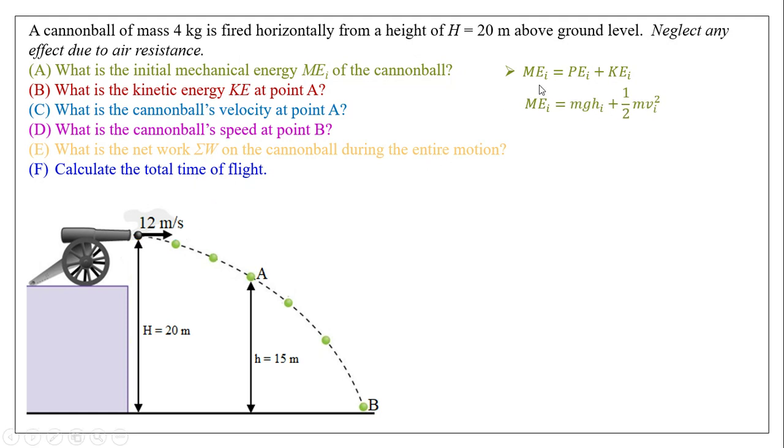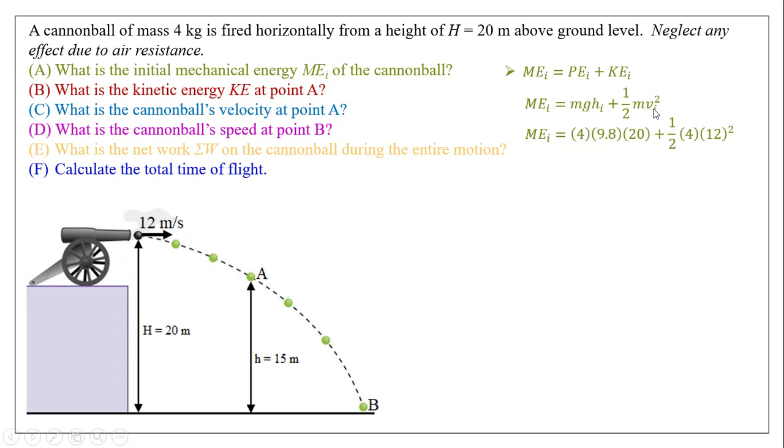Therefore, we can say the initial mechanical energy of the system is just PE plus KE. PE being mgh, KE being 1/2 m v_i squared. h_i being 20, v_i being 12. So I'm just going to plug and chug. M is 4, g is positive 9.8 because energy is a scalar quantity. So therefore, you just have to use positive 9.8. Height being from ground up, which is positive 20.